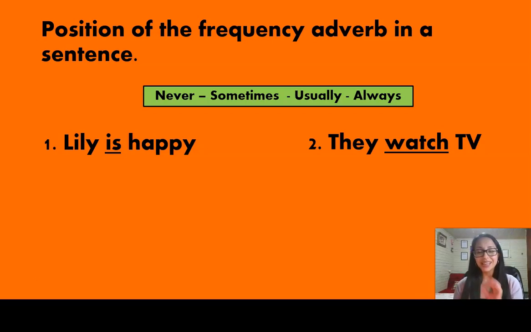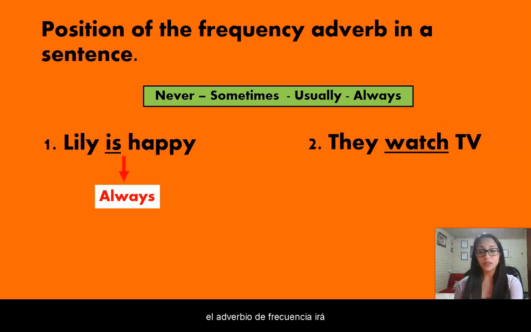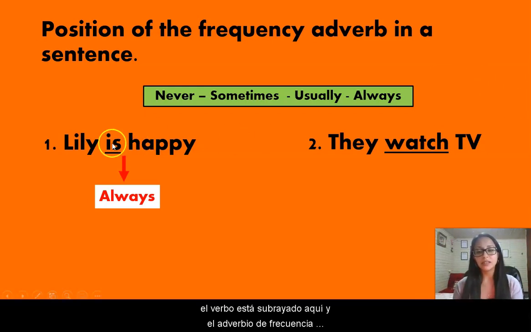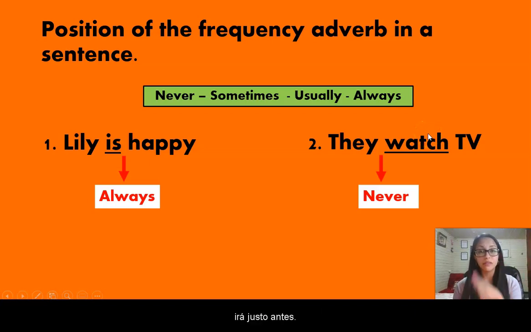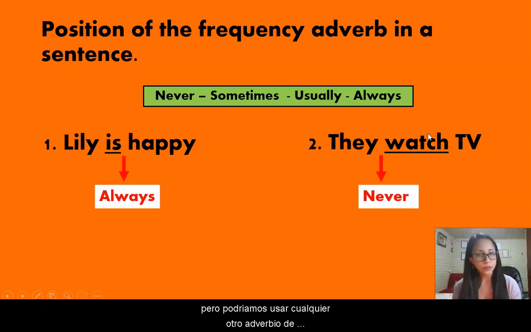So let's see. In the first case, Lily is happy. The frequency adverb will go after the verb, right? We are using always as an example, but we can use any other frequency adverb. So pay attention. The verb is underlined here, and the frequency adverb will go immediately after. And in the second example, our verb is watch, and the frequency adverb will go right before. Again, we are using never as an example, but we could use any other frequency adverb.